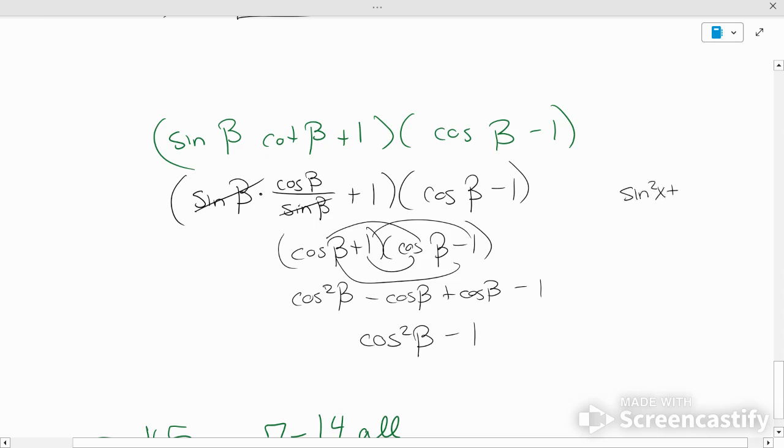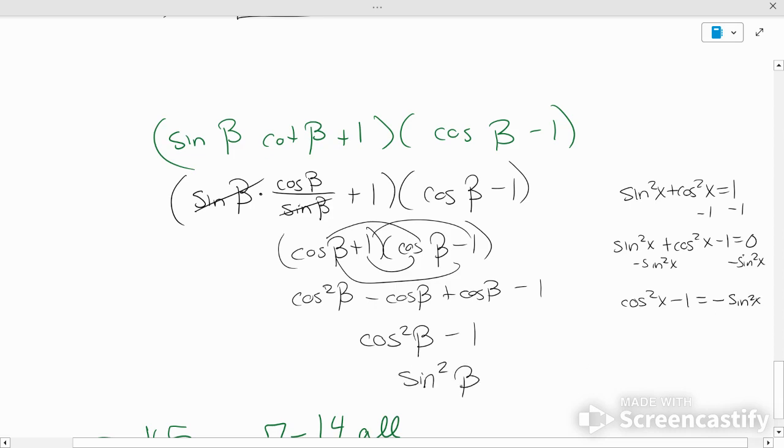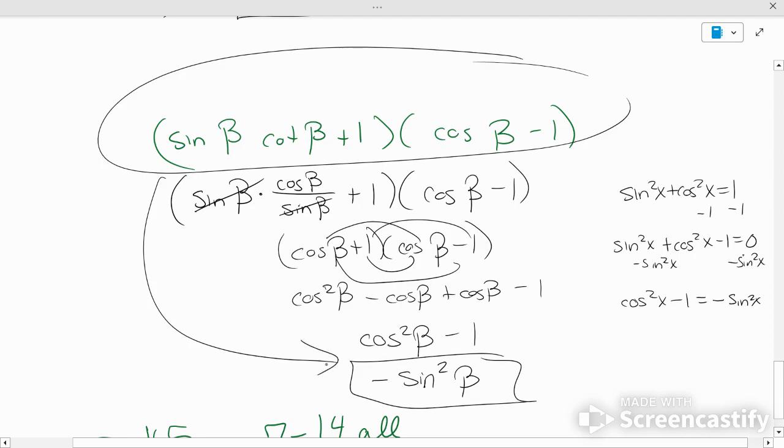Sine squared of x plus cosine squared of x equals 1. How do I make it look like cosine squared of x minus 1? Well, we have to subtract the 1 from each side. So sine squared of x plus cosine squared of x minus 1 equals 0. And then what do I do? I want just cosine squared of x minus 1, so I have to get rid of the sine squared, right? So I subtract sine squared of x from each side. So cosine squared of x minus 1 equals negative sine squared of x. So the answer is sine squared of beta, and it's negative. So that's what this whole thing simplified all the way down to be.